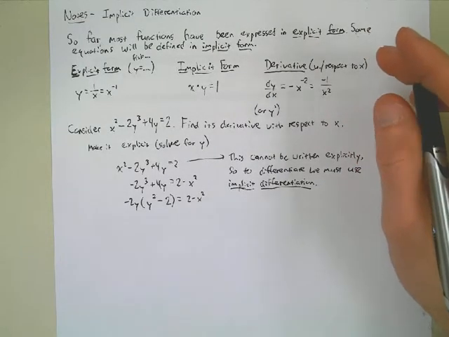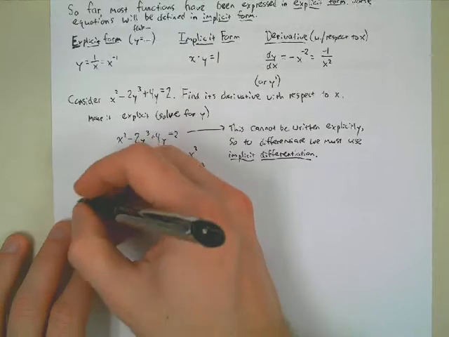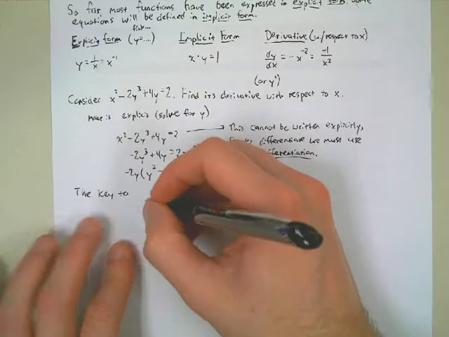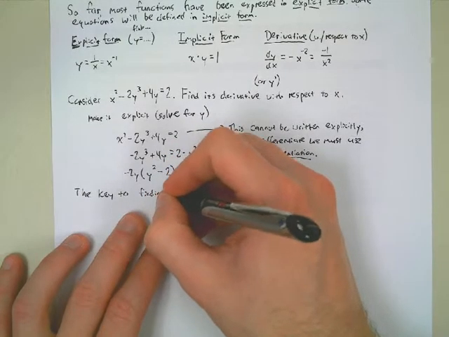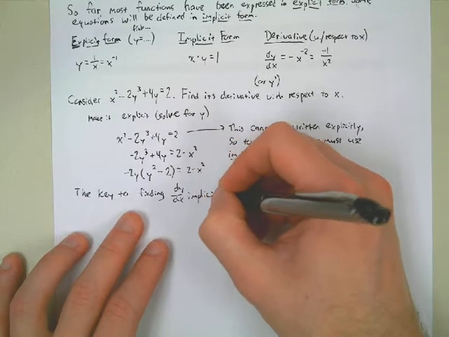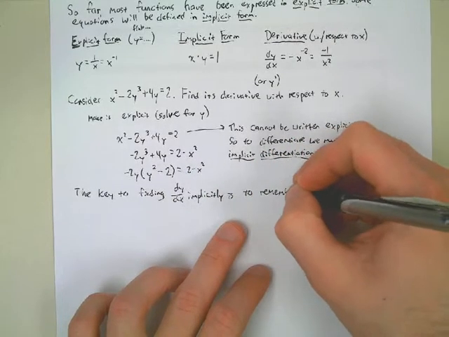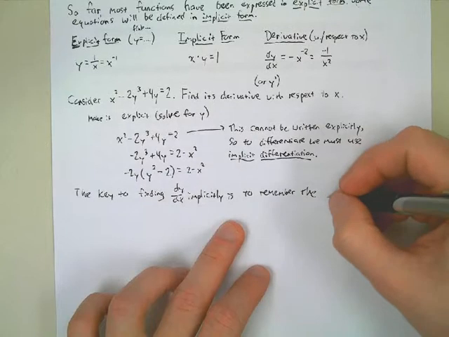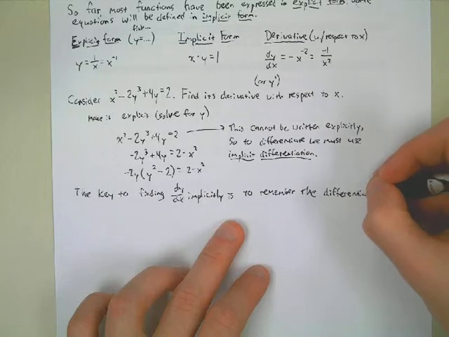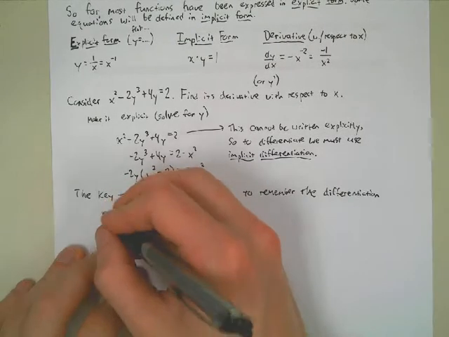Before we actually finish off this problem here, the key to finding dy dx implicitly, with the x's and y's mixed up, is to remember the differentiation is with respect to x.